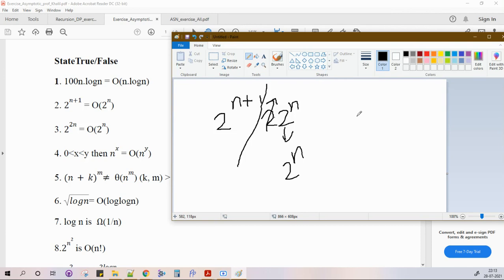So let's have one more problem. It is 2 raised to 2 raised to n, 2 raised to 2n, correct?